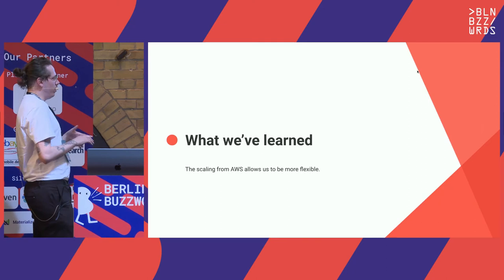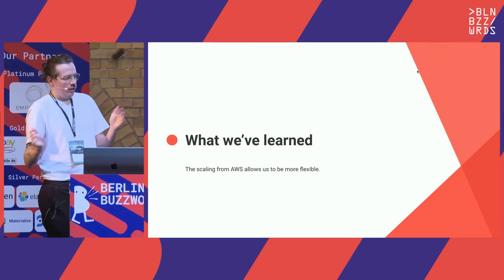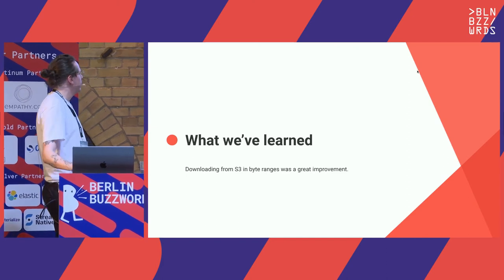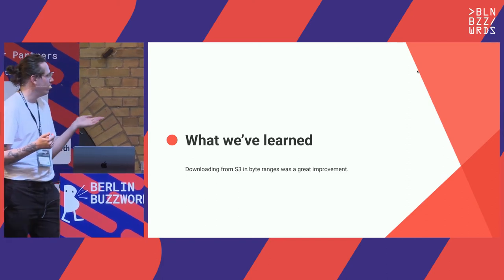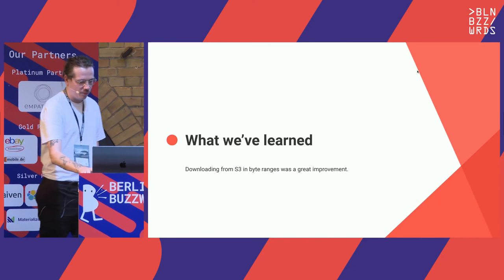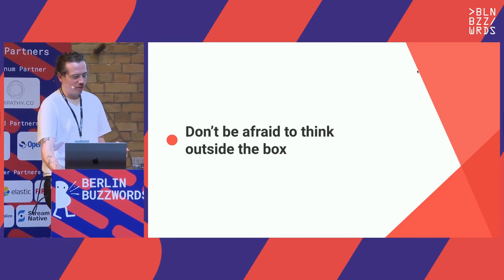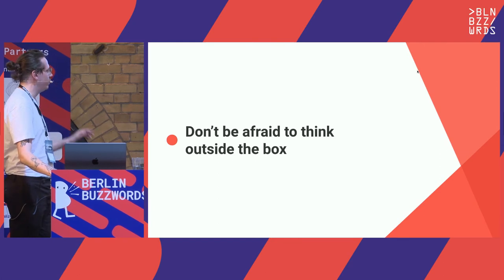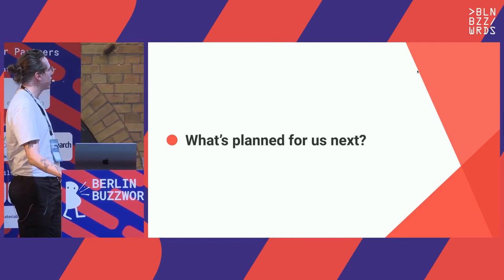The scaling from AWS does allow us to be more flexible, so we don't have to wait several months to get more boxes. We can just do a one-line PR. And downloading in byte ranges is also a good improvement. But also, don't be afraid to think outside the box. I think it's fair to say we did that in this case, and it's paid off for us.